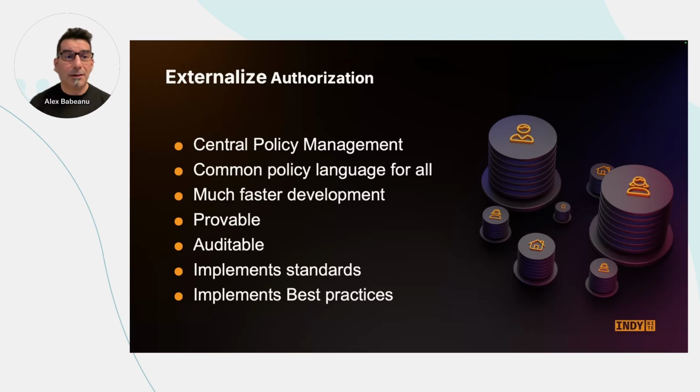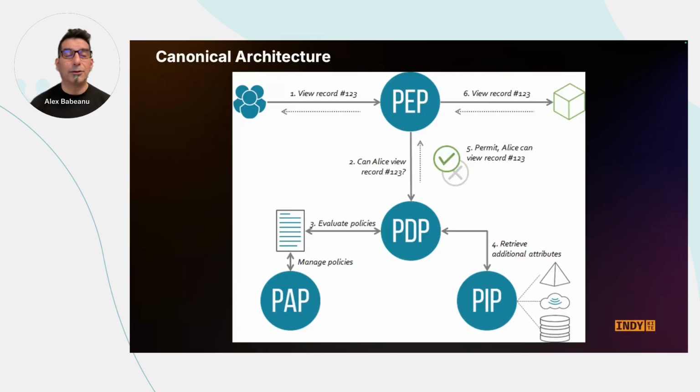Given that, here's the typical canonical architecture of an authorization system. On the right here, you have your resource to protect, for example, your API, and here you have your subjects. So there are 4 main components to an authorization architecture. There's a policy enforcement point, a policy decision point, a policy administration point, and a policy information point.